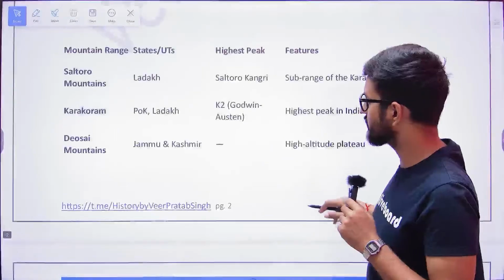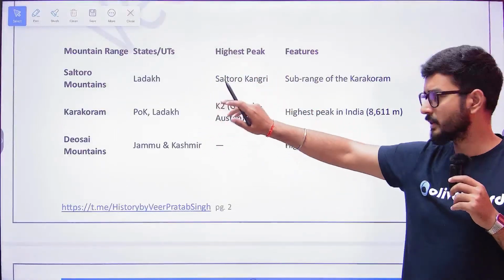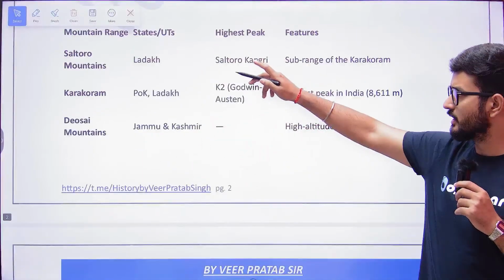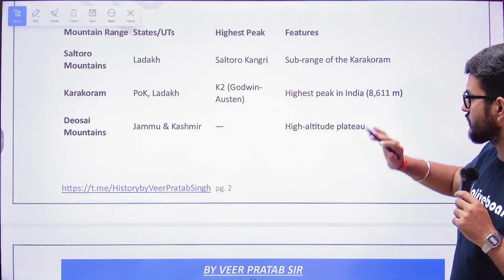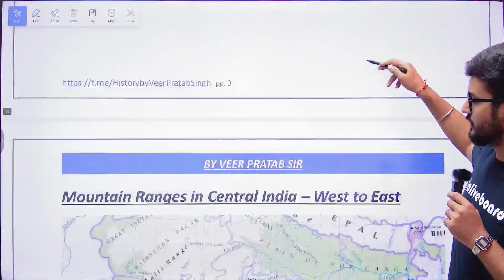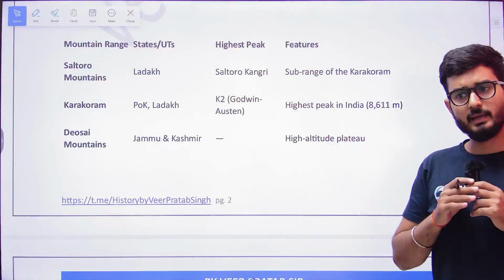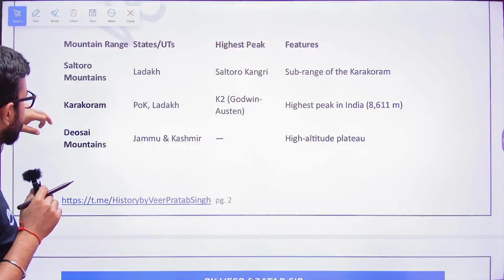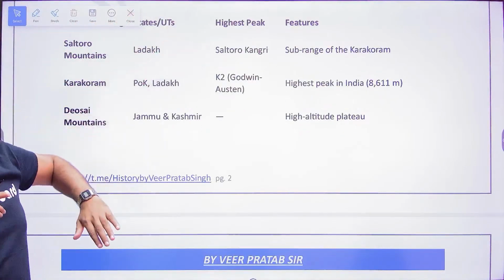Now, here what I have done, my dear friends, is I have added in a tabular format which mountain ranges are there, which states they belong to, what is the highest peak, and what are the features of that mountain range. Now these particular mountain ranges belong to the Himalayan area. If you look, the Saltoro Mountains are in Ladakh, and the highest peak is Saltoro Kangri. It is a sub-range of Karakoram.